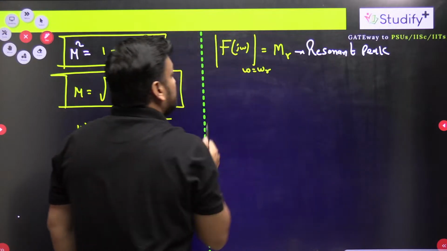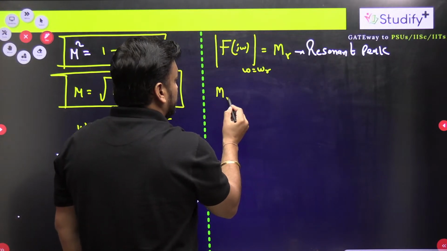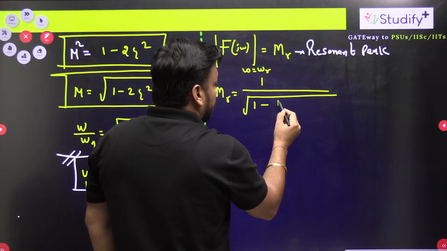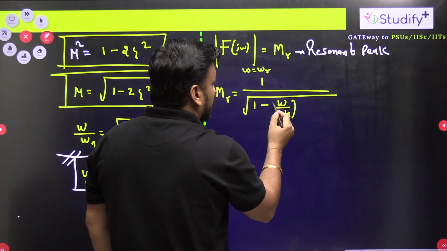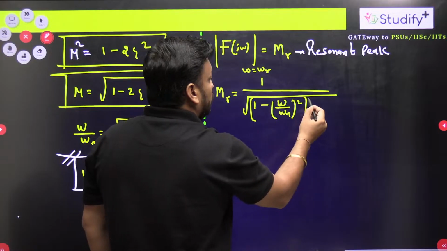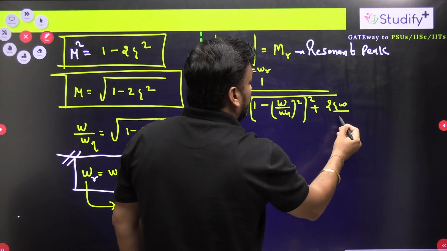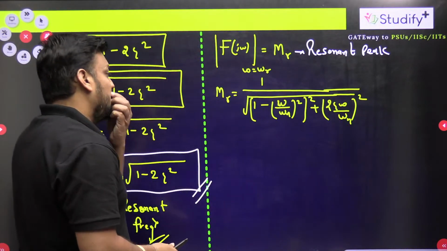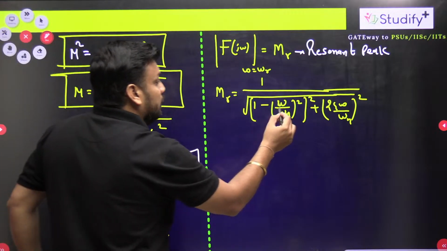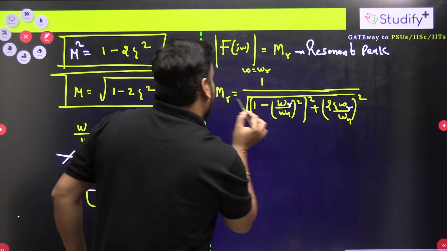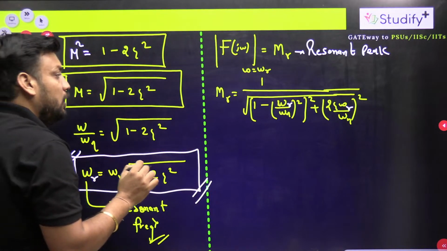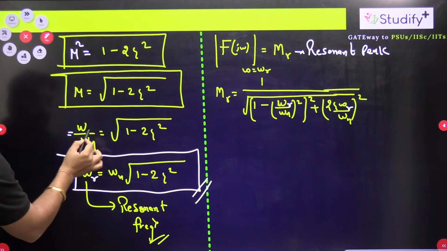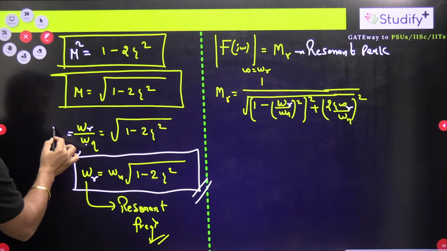Then we have this value. What is this value? So can we write, sir, M r is 1 upon under root of 1 minus omega by omega n whole square, and the whole of that squared, plus twice zeta omega upon omega n whole square? Yes, sir. Now tell me, guys, in place of omega, if I put omega r, then I will get this M r. Yes or no? So while writing omega r, I can write omega r upon omega n, so can I write this as u r?